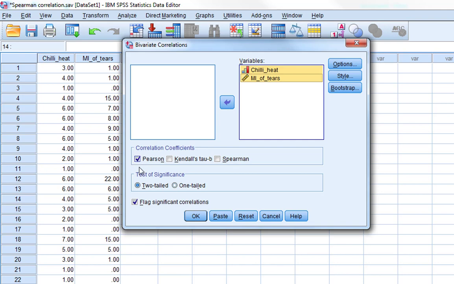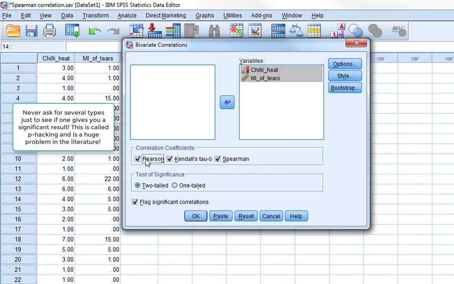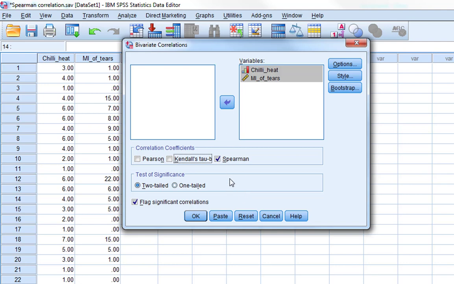Now it's default set to Pearson. You see these two other options here, Kendall's tau, which I'll cover in another video, and Pearson's is already covered in another video as well. And what we want to do today though is we want to look at a Spearman's correlation. You can ask for multiple correlations, but really you should already know what type of correlation you want before you run your analysis. In this case we need to do a Spearman's correlation.